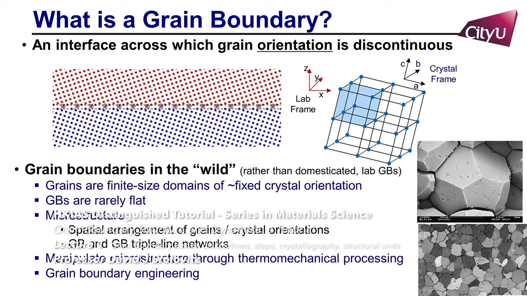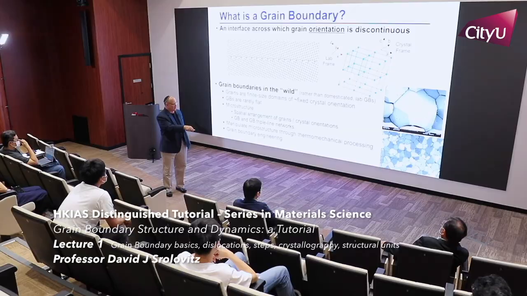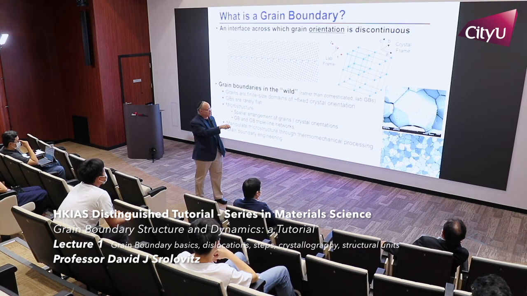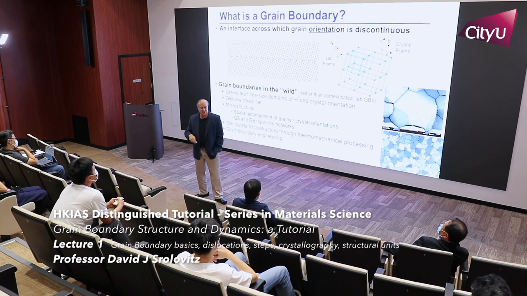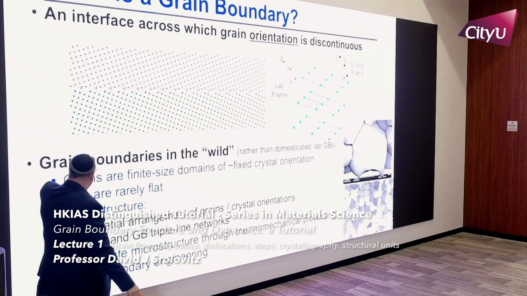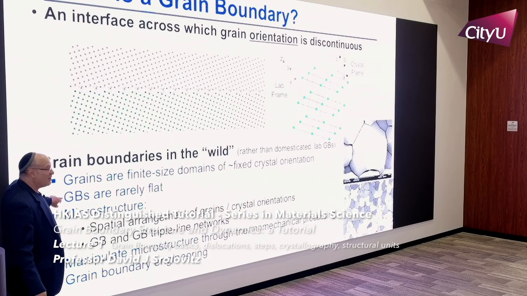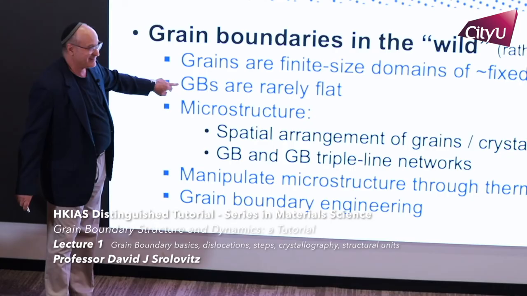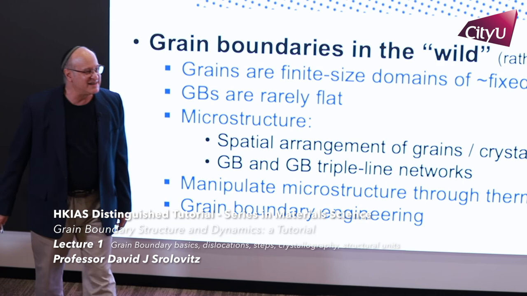So just to give you an idea, this is a cross-section through a microstructure. Again, these are grains with different orientations. The lines you see are the grain boundaries. If you see it in three dimensions, this is a fracture surface of calcite. And you can see there are grain boundaries, there are lines along which grain boundaries meet, and there are points at which these triple lines all meet. So the point is, grain boundaries are never infinitely large. They're almost never flat. They don't exist in isolation. They exist in a microstructure.